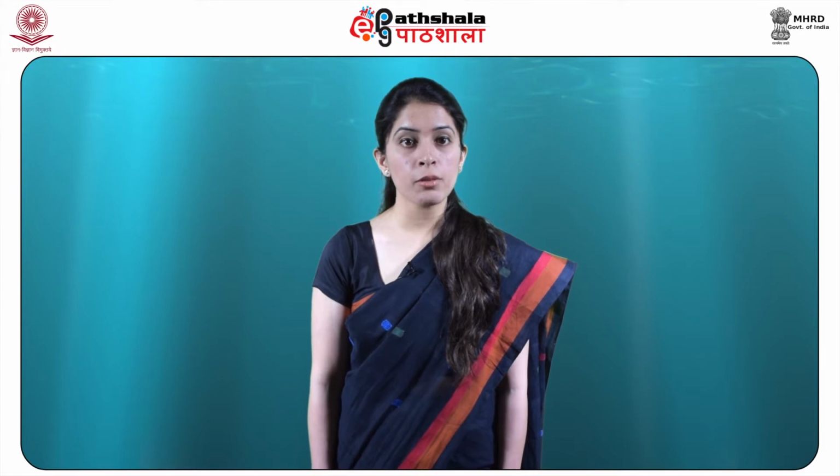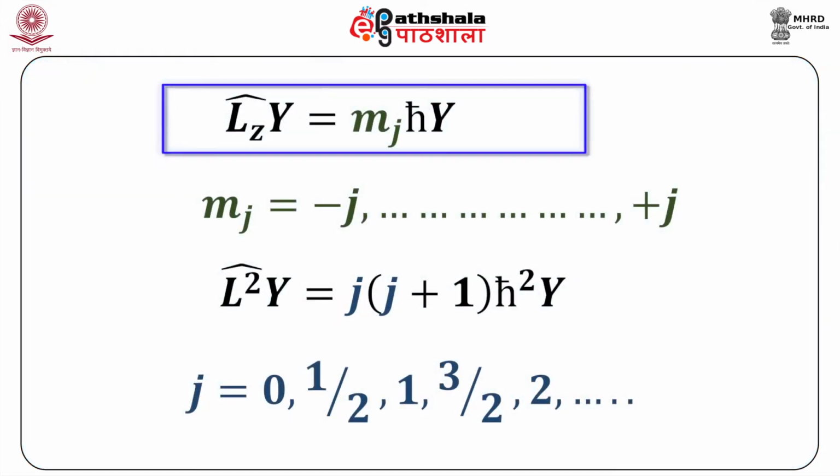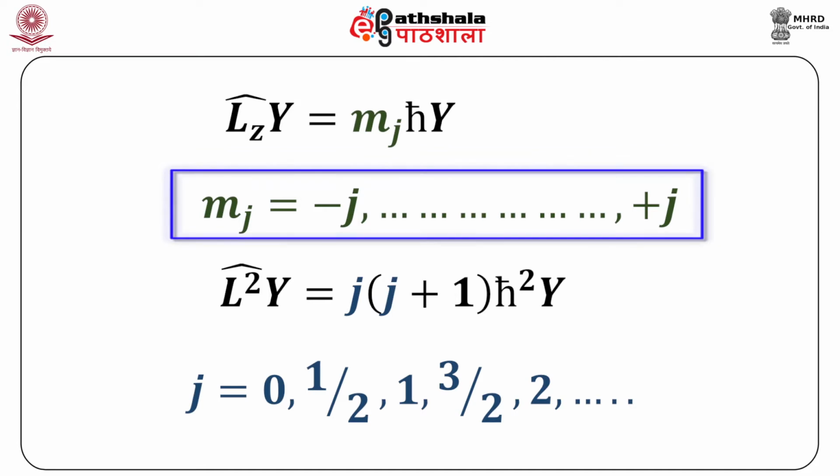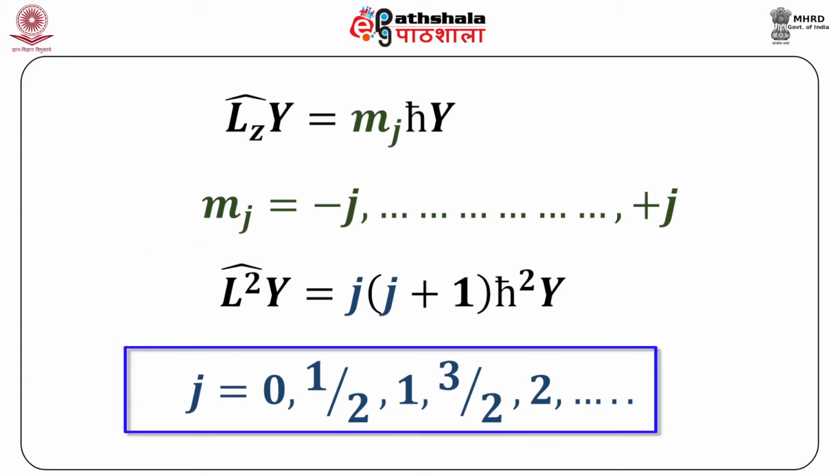ladder operators in our earlier module, from where we obtained the eigenvalues for the Lz operator as mj varying from minus j to plus j, and the eigenvalue equation for the Lz component becomes Lz ψ equals mj h cross ψ, where ψ refers to the eigenfunction and mj can take up values from minus j to plus j. Likewise, the eigenvalue equation for L square becomes L square ψ equals j into j plus 1 h cross square ψ, where ψ is the eigenfunction and j can take up values 0, 1/2, 1, 3/2, 2 and so on.